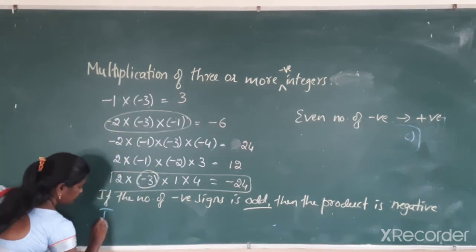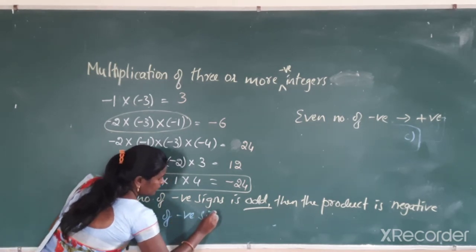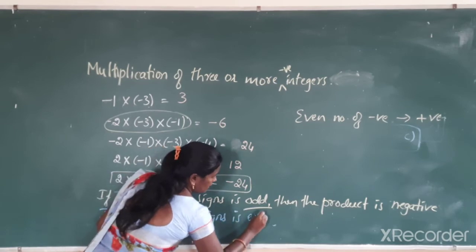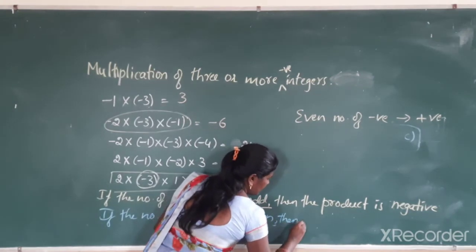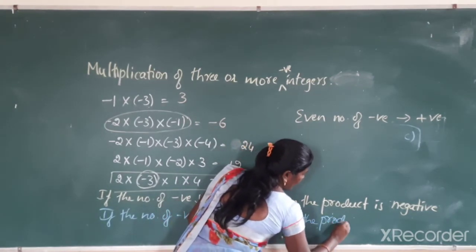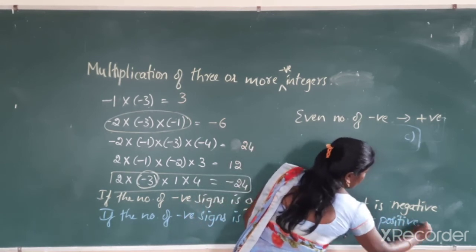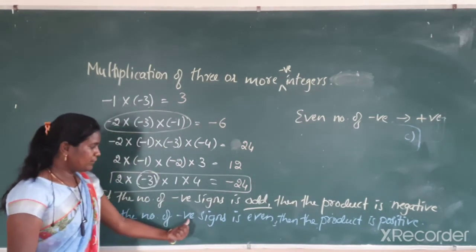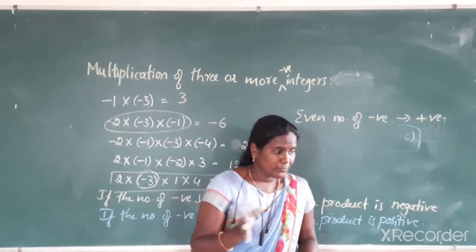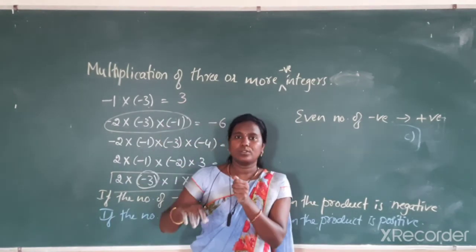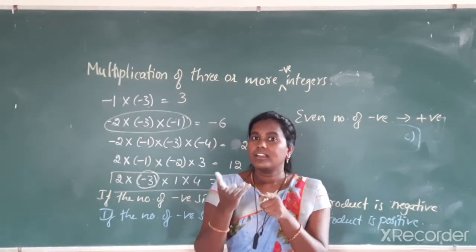Now if the number of negative signs is even, then the product is positive. Yes, if the number of negative signs is even, then the product is positive. Is it clear? If 56 negative signs are there, then the answer is positive, where 56 is an even number.